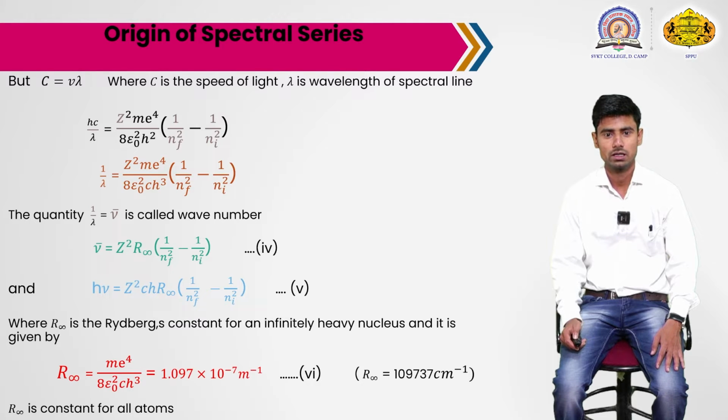Now the quantity 1 by lambda is known as the wave number, which is represented by nu bar. Wave number gives the number of waves per unit length, and its unit is per centimeter or per meter. That's why we get nu bar equals Z square into R infinity in bracket 1 by nf square minus 1 by ni square.